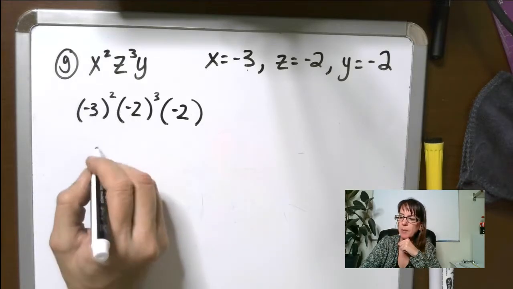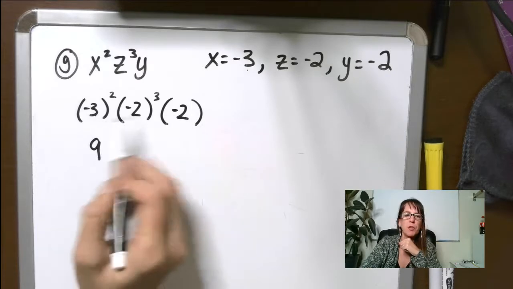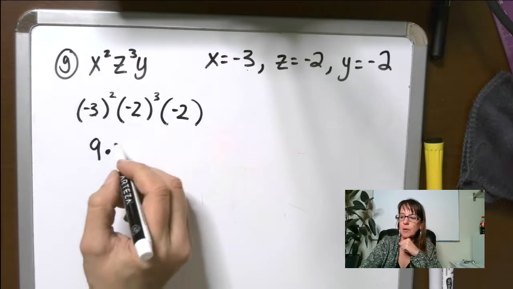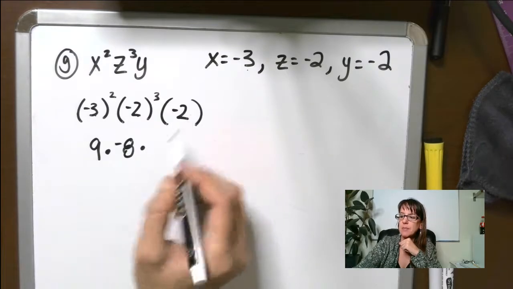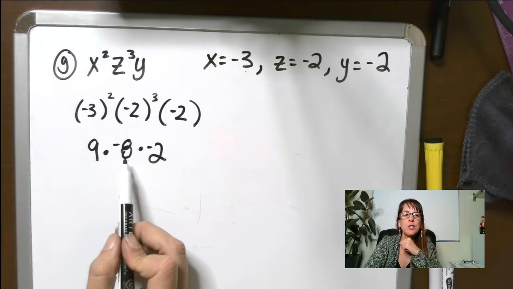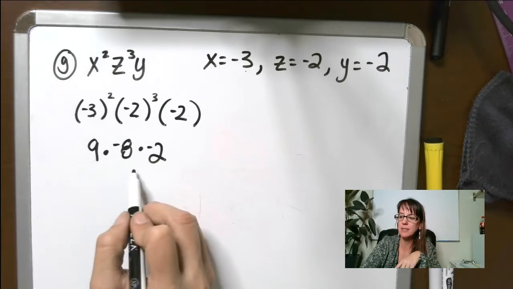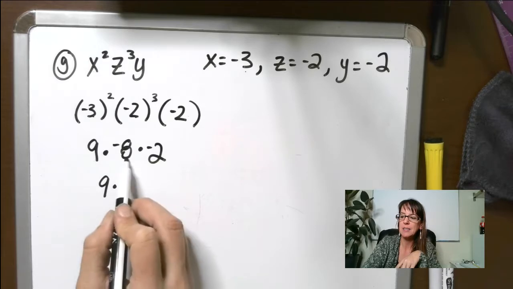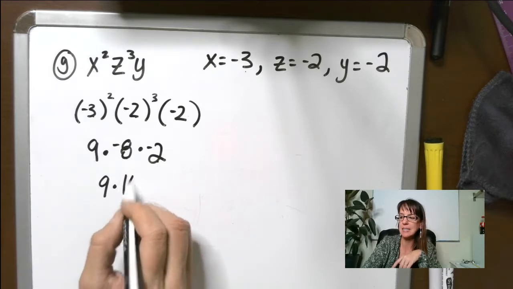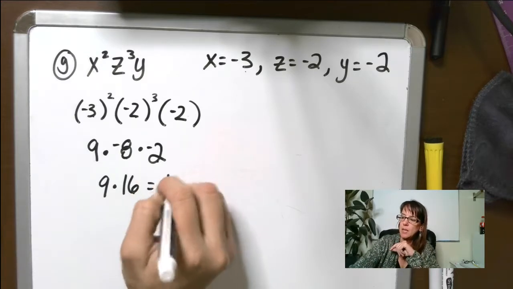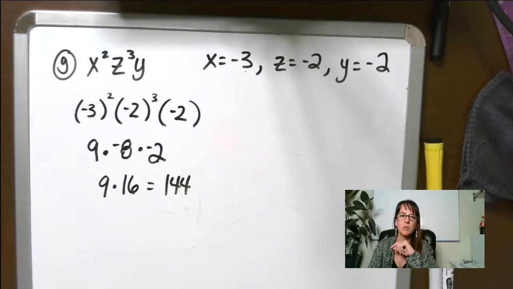-3 squared is going to be +9. And remember, the operation between all these is multiplication. -2 to the third power is -8 times -2. We have 2 negatives here, and that's an even number, so it's going to be positive. We've got 9 times this is 16, right? So 16 times 9 is 144.